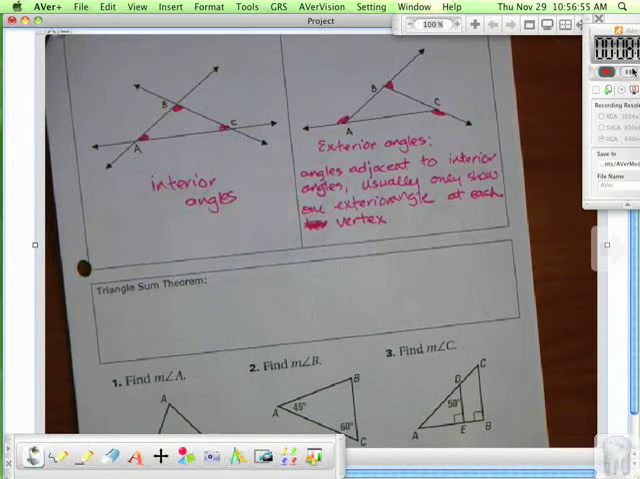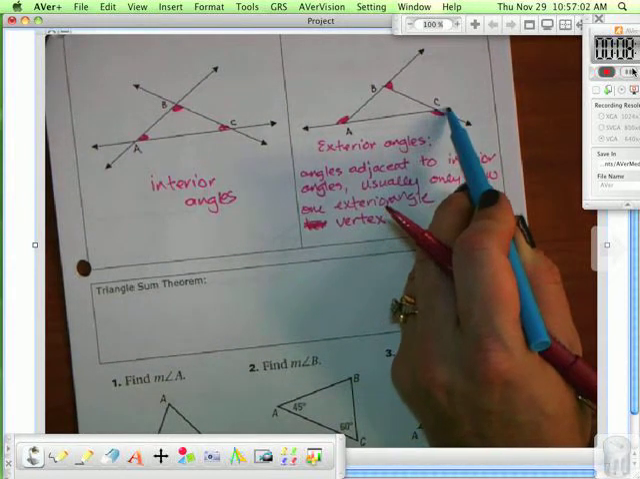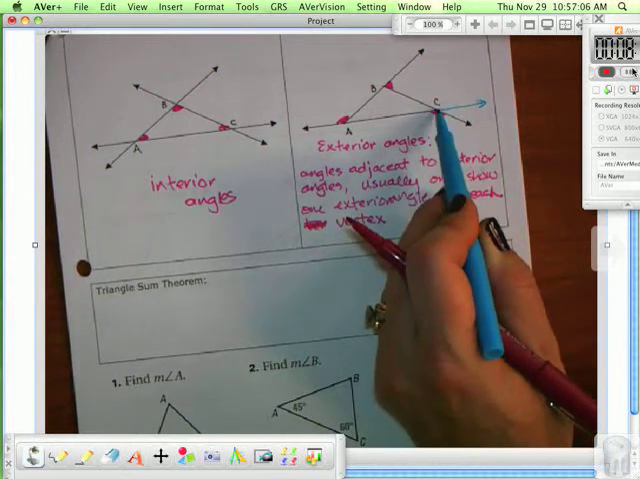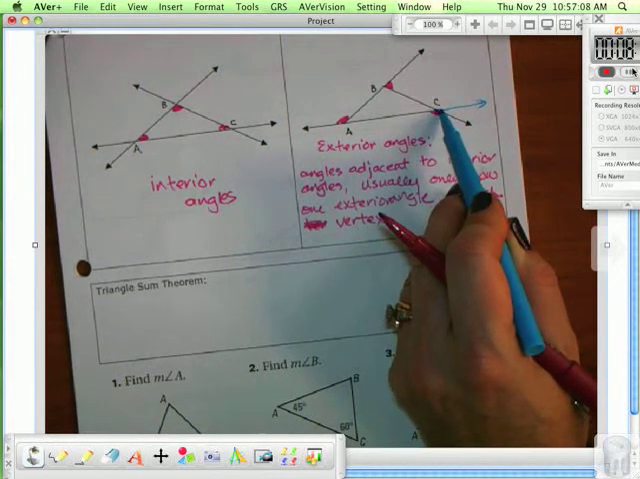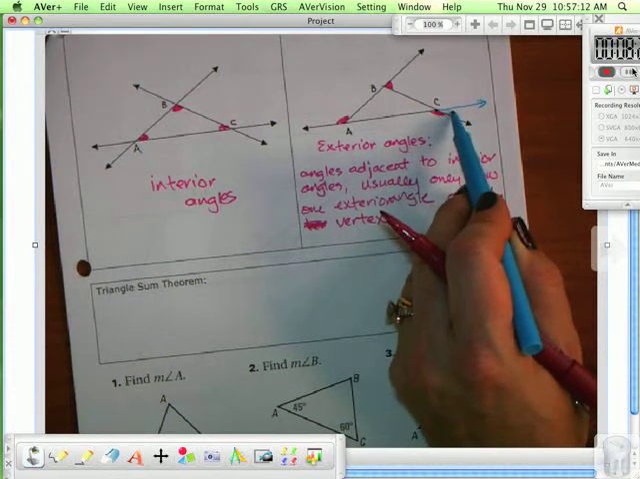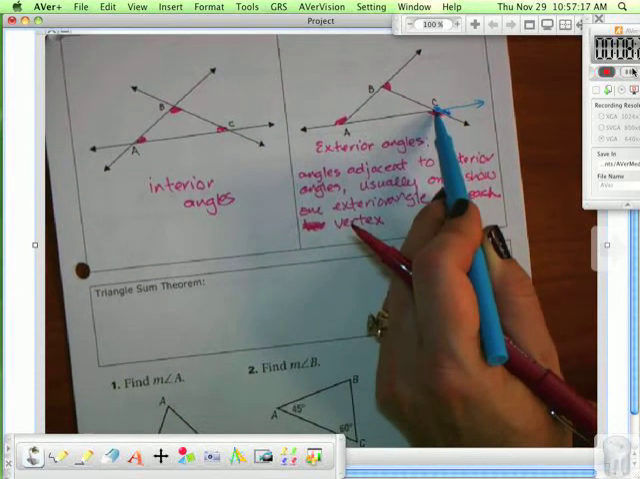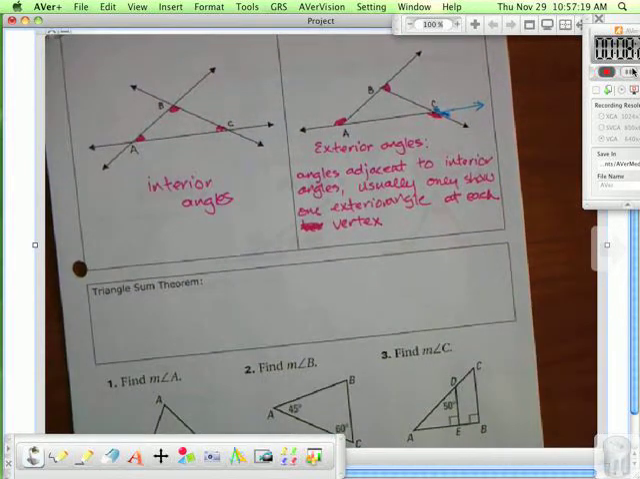Now, you don't draw this, just watch. I'm going to explain what this means. If I were to extend that line, here's a vertex. The corner of the triangle is the vertex. You don't demonstrate exterior angles by showing all of these. You really only demonstrate one of the angles at each vertex that's outside. Make sense?